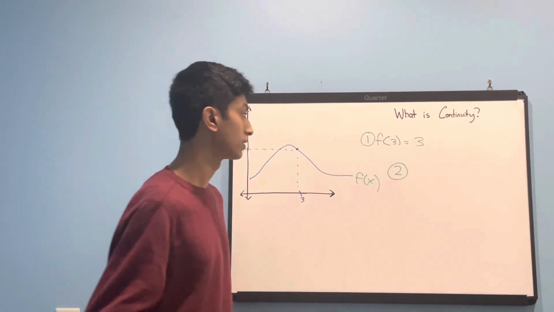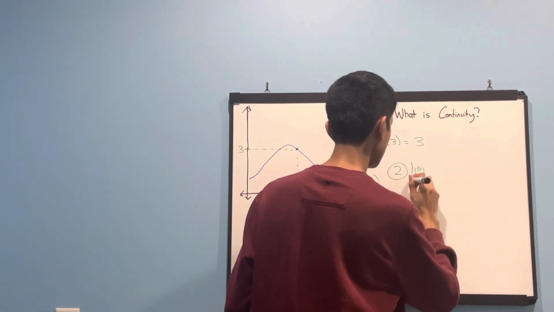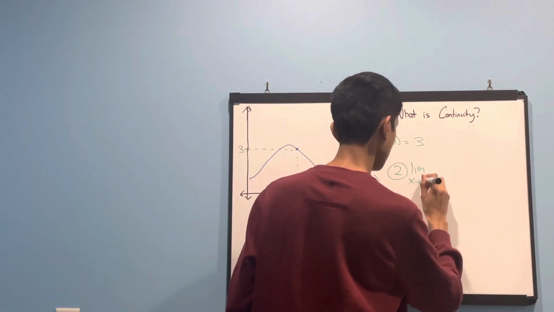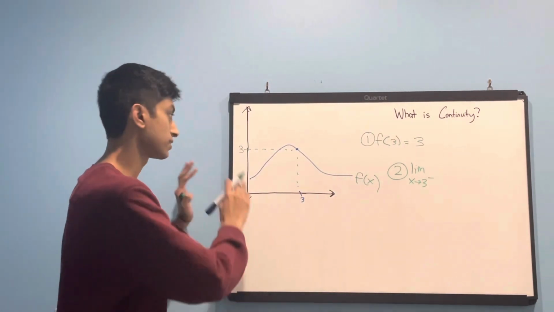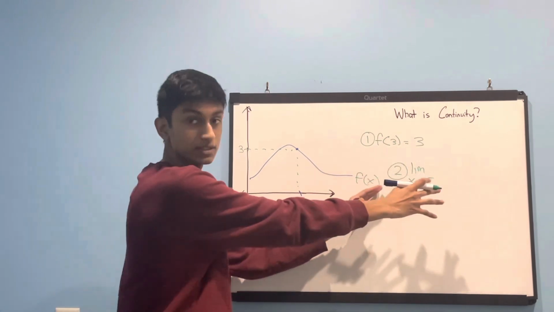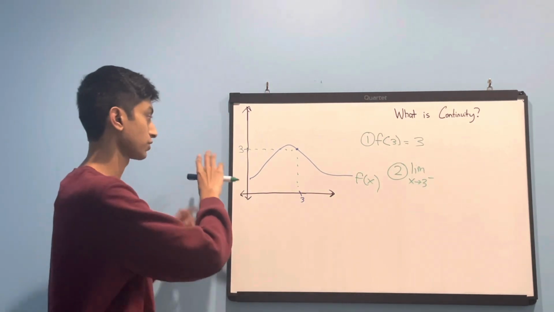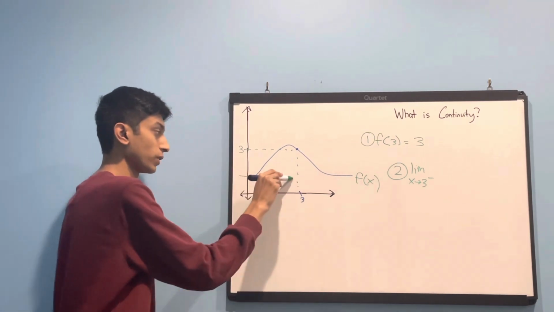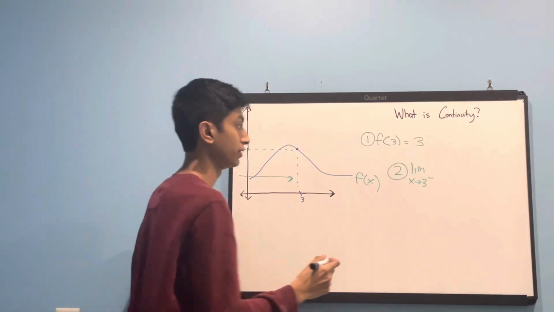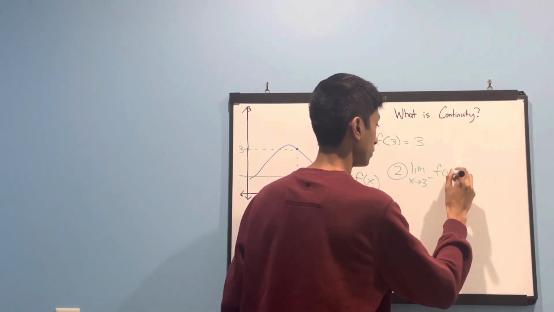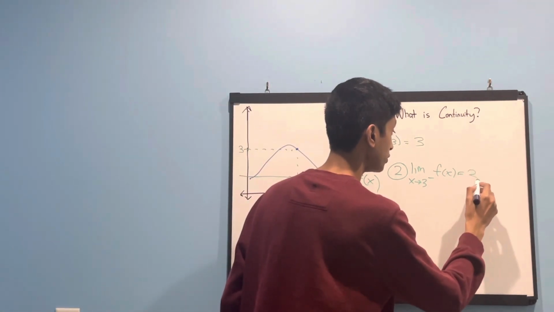So what does that mean? Let's write that down. The limit when x approaches 3 from the left. This is the negative side and this is the positive side. When x is approaching 3 from the negative side, it's going from this side all the way to this line, and when it goes that way, it's 3. So the limit of f of x as x approaches 3 from the negative side equals 3.